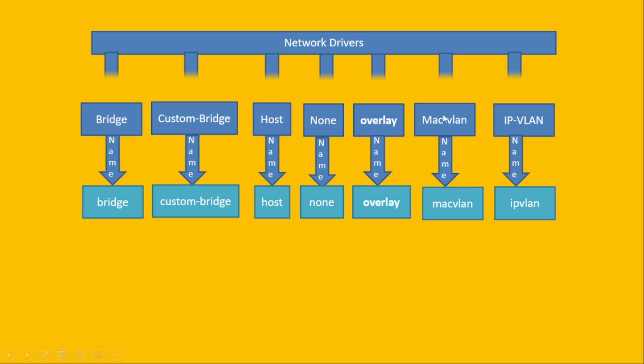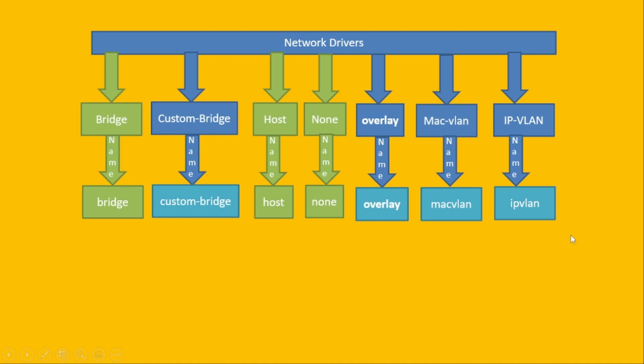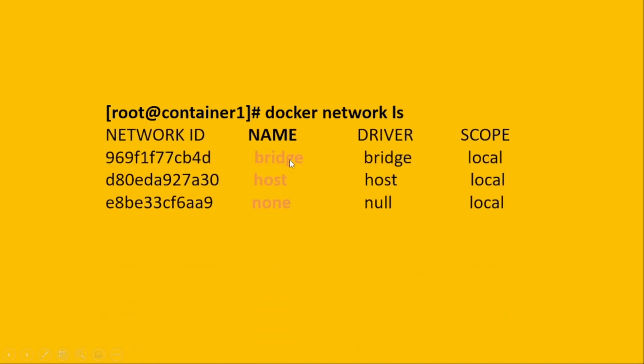So these are the network drivers, and here is the name. We can mention any name here. As you can see here, bridge, host and none are the three drivers which are there by default. When you install the Docker engine, you will get these three drivers: none, host and bridge network drivers. For other drivers, we have to create them manually. As I said previously, one can execute the command docker network ls and observe the output like this. So these are the drivers, and the same you will see in the name.